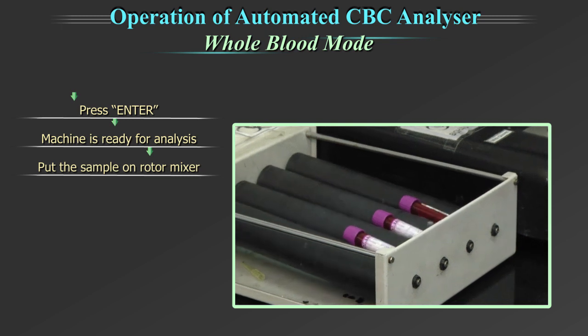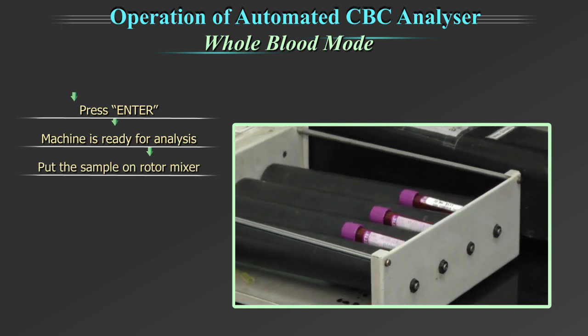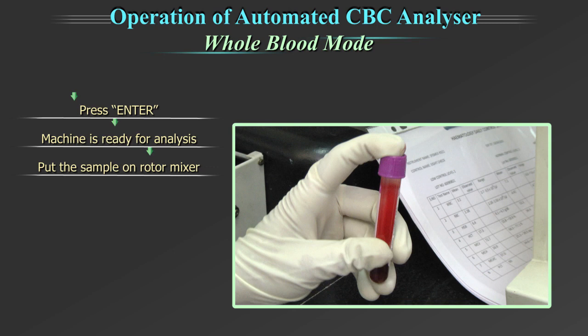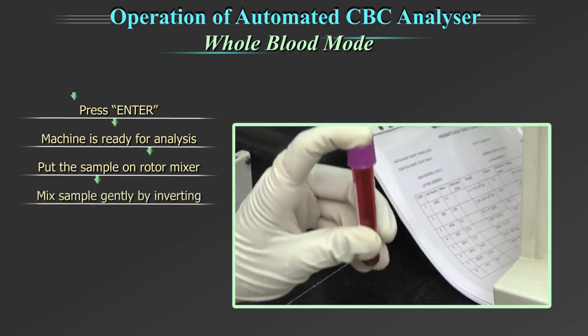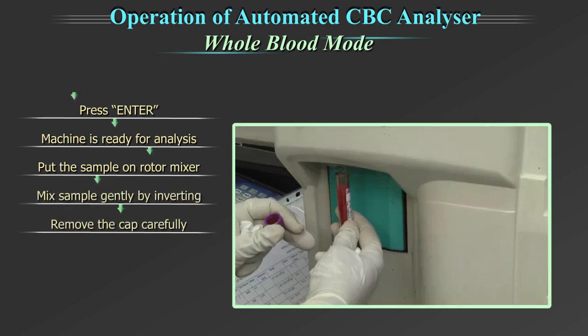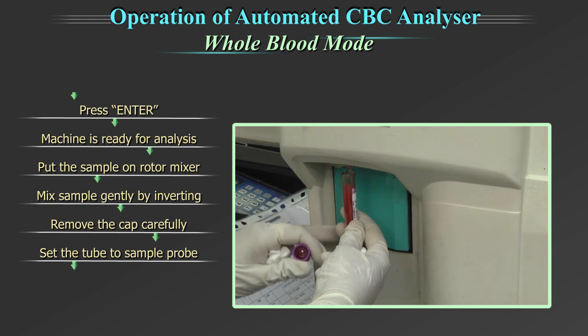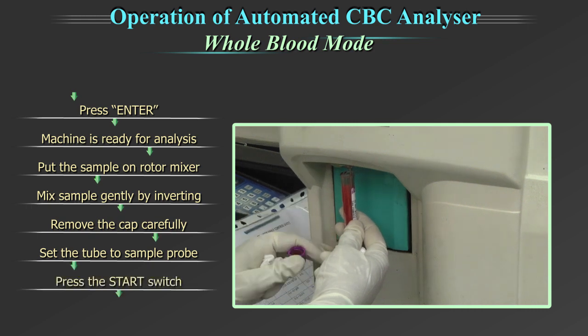Place the sample on the rotor mixer for 3 to 5 minutes. Take sample from the rotor mixer, mix gently by inverting. Remove the cap carefully, taking care not to scatter the blood. Set the tube to sample probe and press the Start button.